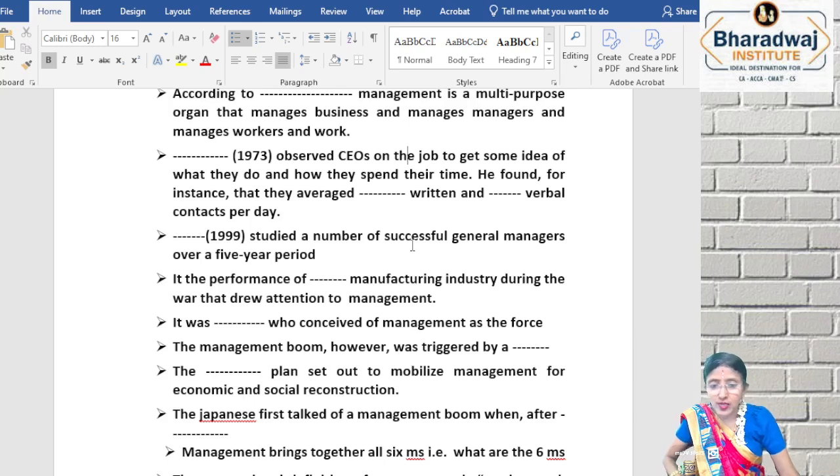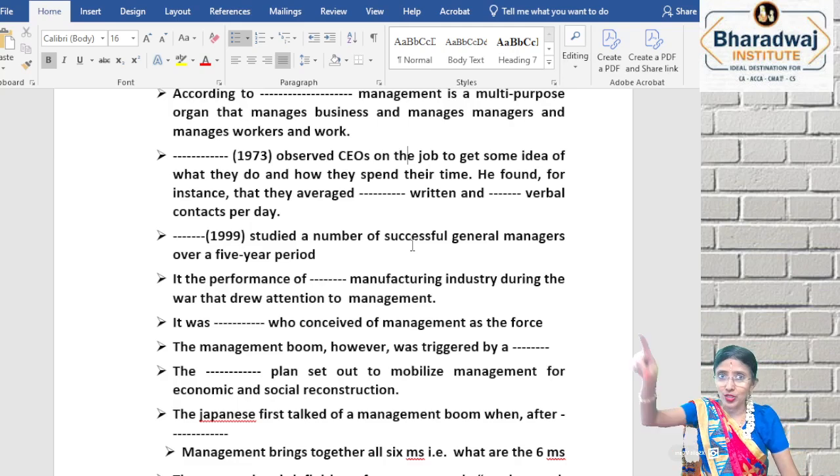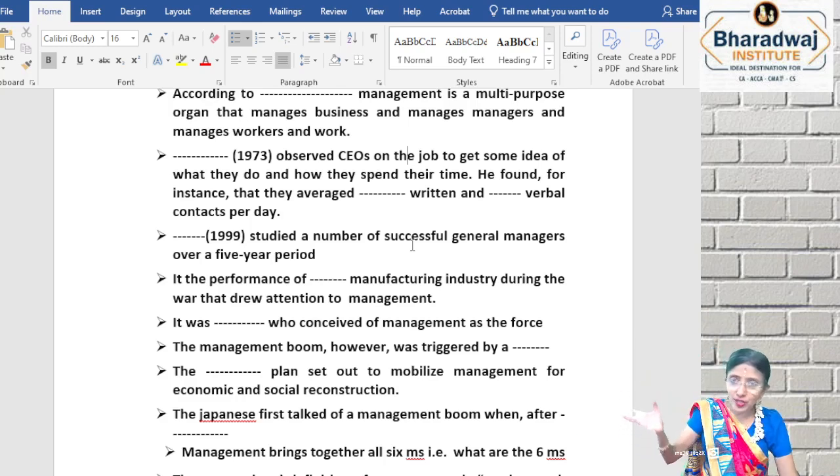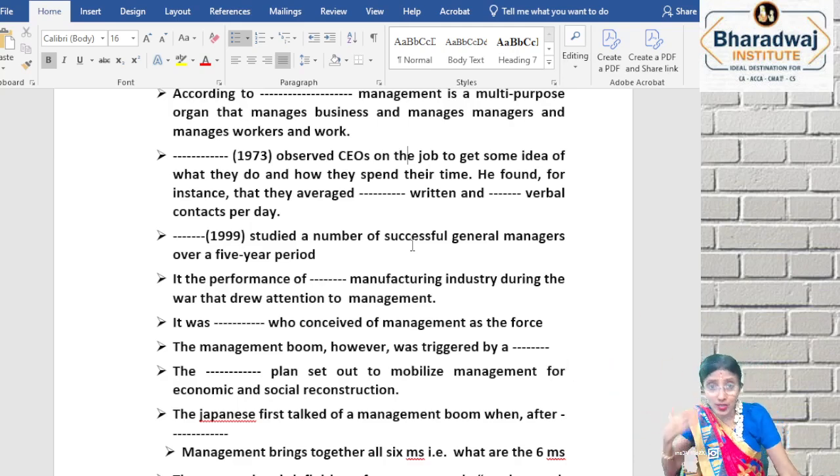And then Dash studied a number of successful general managers over a 5-year period. He took a 5-year period and made an extensive study of successful general managers. That is one expert. It is the performance of a dash manufacturing industry. Which country's manufacturing industry is very important? During the war, that drew attention to management. Because of this country's manufacturing industry, the whole world's attention was devoted to management, because that country did successful management of its manufacturing industry. Okay, that you have to identify.